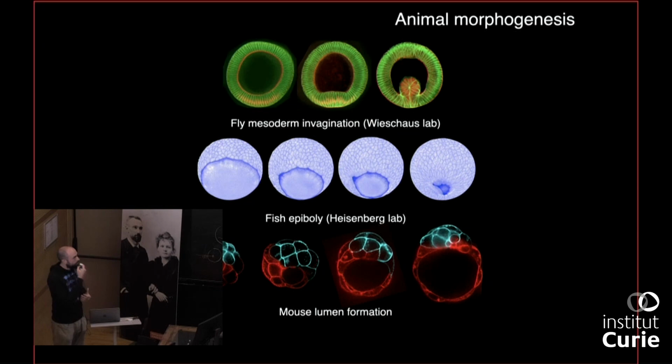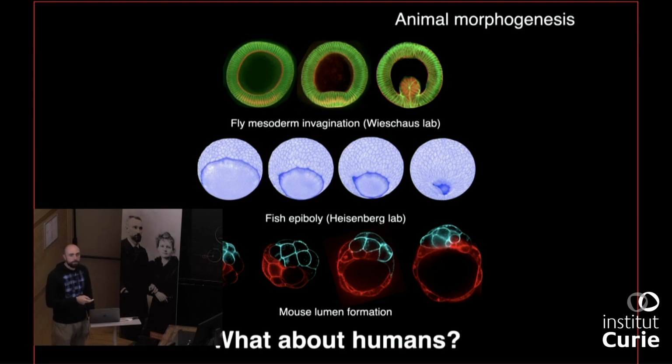Today I'll tell you about two different things. One, I'll tell you about this lumen formation, and I'll also tell you about our own development. Now that we know about mammals, what about us specifically? What about the human embryo? How do we shape ourselves? First, I'll tell you about this, and then I'll tell you about the lumen in the mouse. Okay?